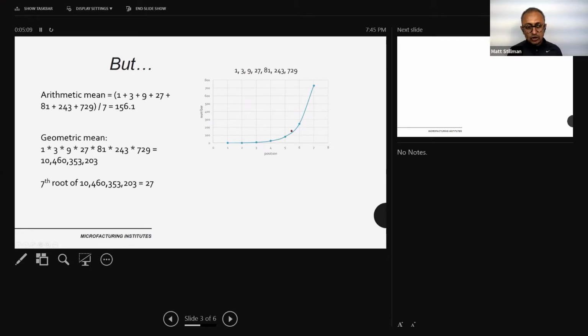It is a function of this thing tripling at every instance, like an exponential growth curve. Because there are 7 numbers, you have to take a 7th root, because there are 7 instances of that. You have to take a 7th root to get to the true mean, which happens to be 27, the midpoint of this data series.